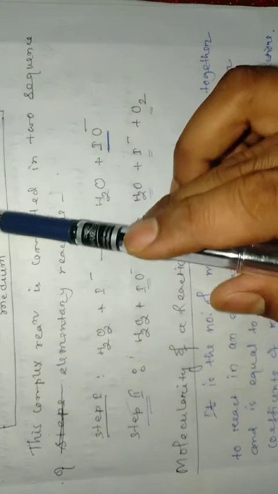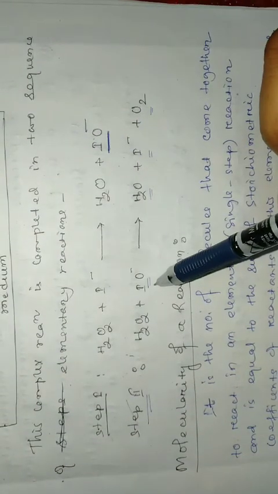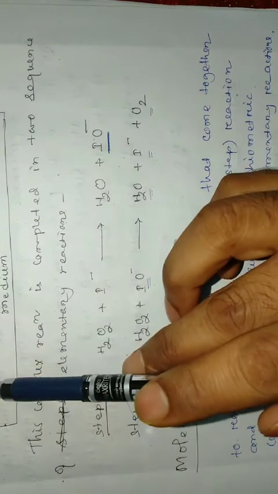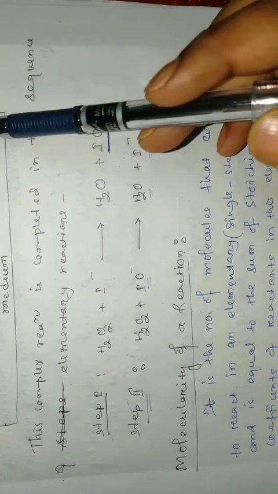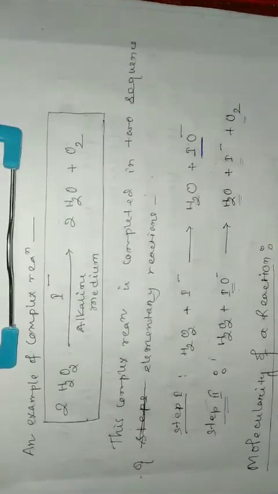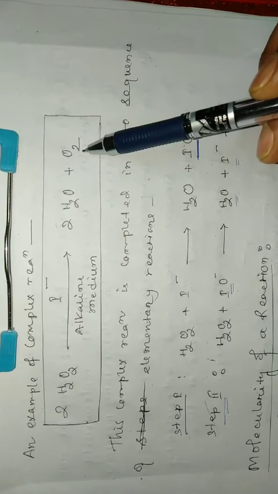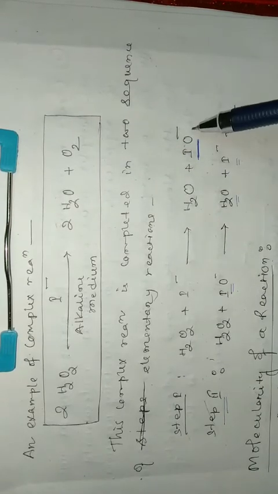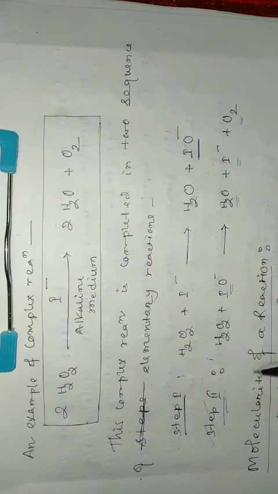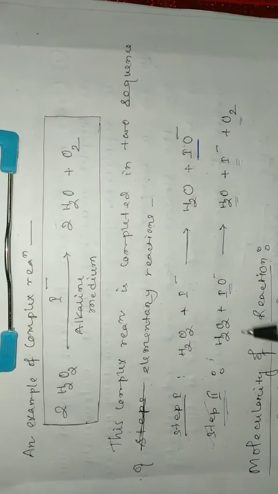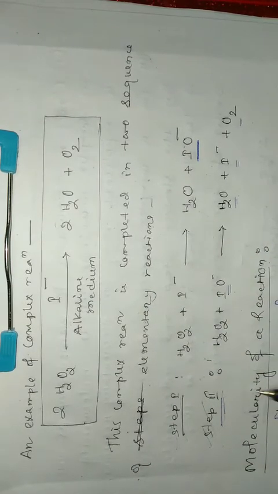So in a complex reaction, an intermediate is produced. In a complex reaction, reactants are converted into product through the formation of an intermediate. So it is an example of a complex reaction. Why is it a complex reaction? Because this reaction is completed in how many sequences of elementary reactions? It is completed in two sequences of elementary reactions. So those chemical reactions that are completed in a sequence of elementary reactions are known as what? Complex reactions.